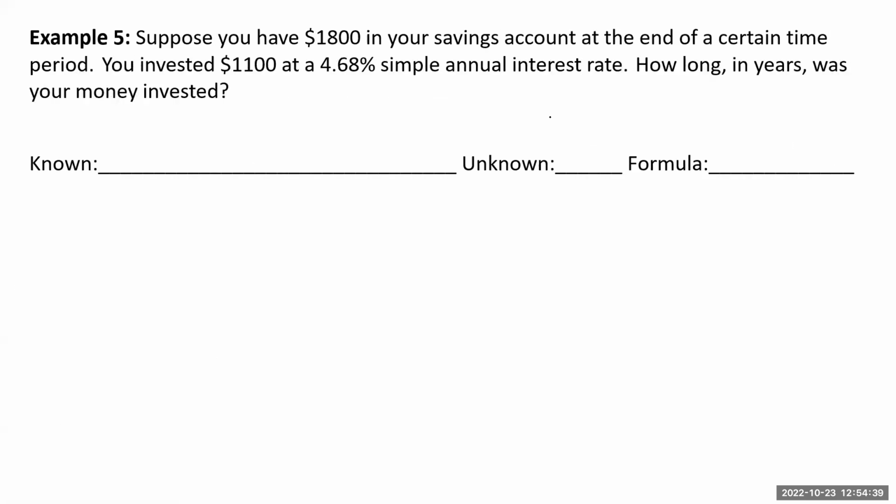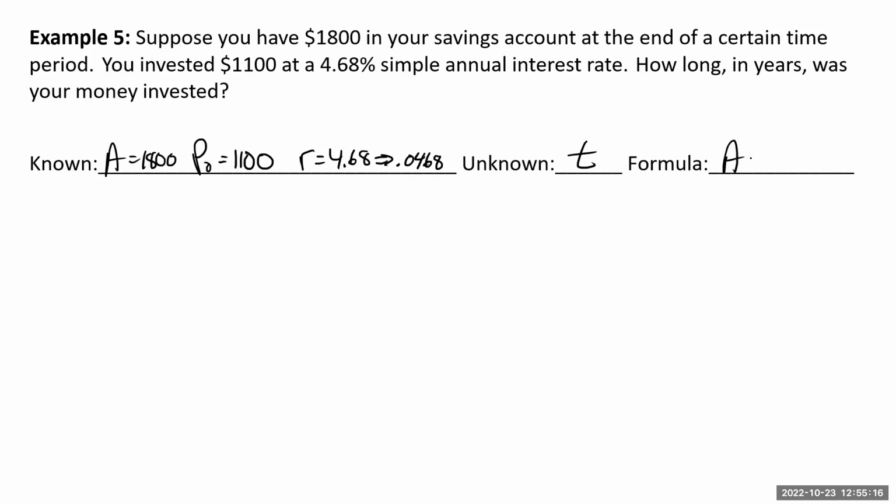Suppose you have $1,800 in your savings account at the end of a certain time period. You invested $1,100 at a 4.68% simple annual interest rate. How long in years was your money invested? So what do we know here? We know that we have $1,800 in the account. That's my A value. And we know the initial deposit was $1,100 with an interest rate of 4.68%, or 0.0468 as a decimal. We're trying to find out how many years this took, so we're looking for T.